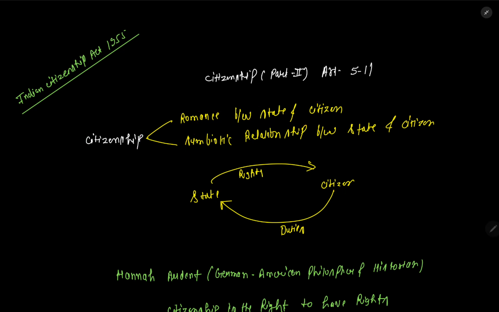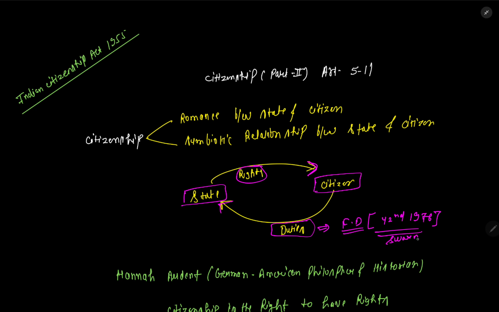Clear? Now, how will we define this dependency? What type of dependency does the state have on the citizens and the citizens have on the state? For that matter, the state is providing some sort of rights to the citizens, and in return the citizens are doing some sort of duties for the proper functioning of the state. Clear? These duties we know as the fundamental duties. As we already know, these were added by the 42nd Amendment of 1976 on the recommendation of the Swaran Singh Committee. There are a total of 10 fundamental duties, and one was added afterwards in 2002 with the 86th Amendment.